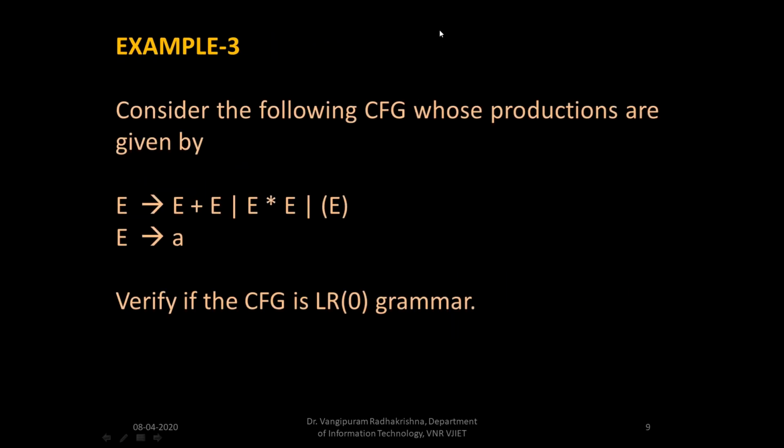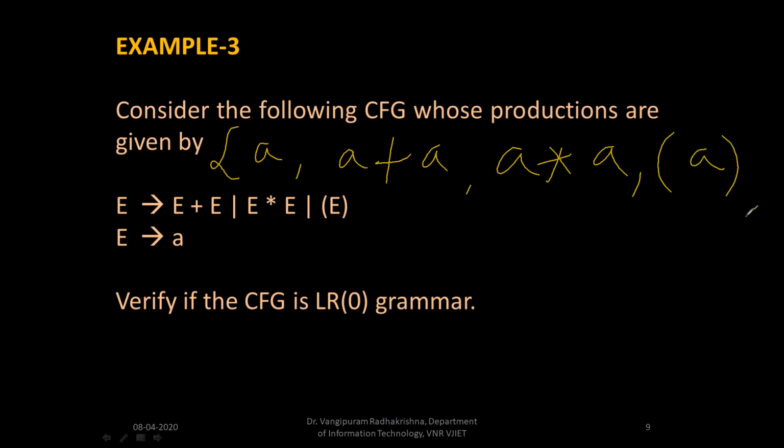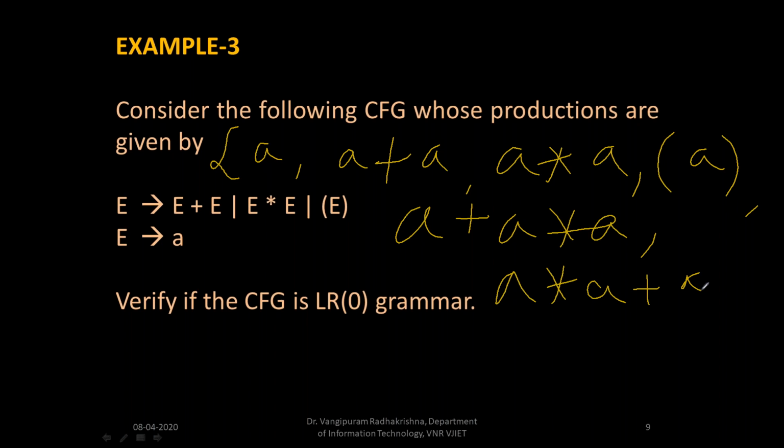So here is another example wherein we have the productions of the form capital E derives E plus E, E star E, parenthesized E, and then a. So once again, the set of possible strings for this language could be a. You can have a plus a. You can have a star a. You can have parenthesized a. You can have a plus a star a. It can be a star a plus a. Alternately, you can have a star a, and so on.